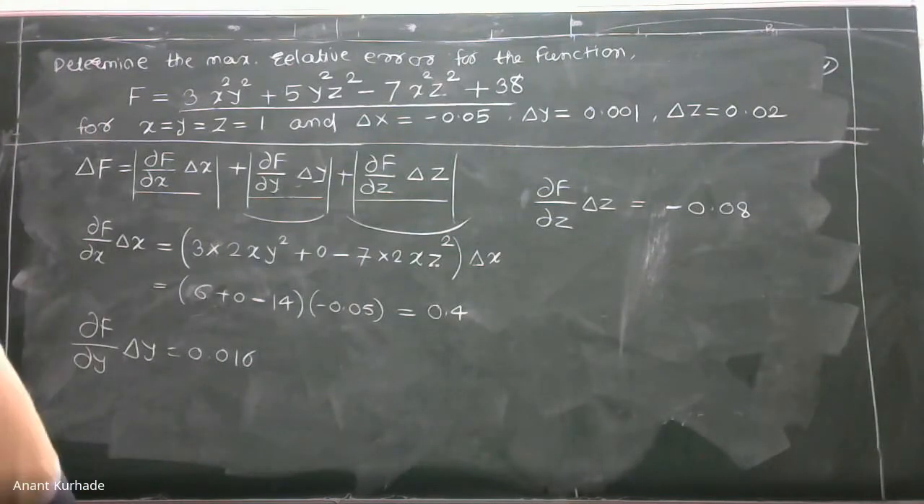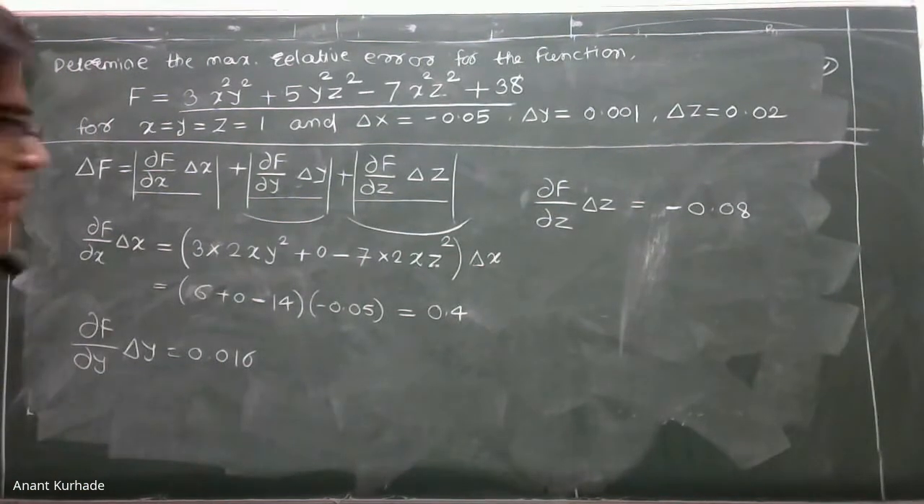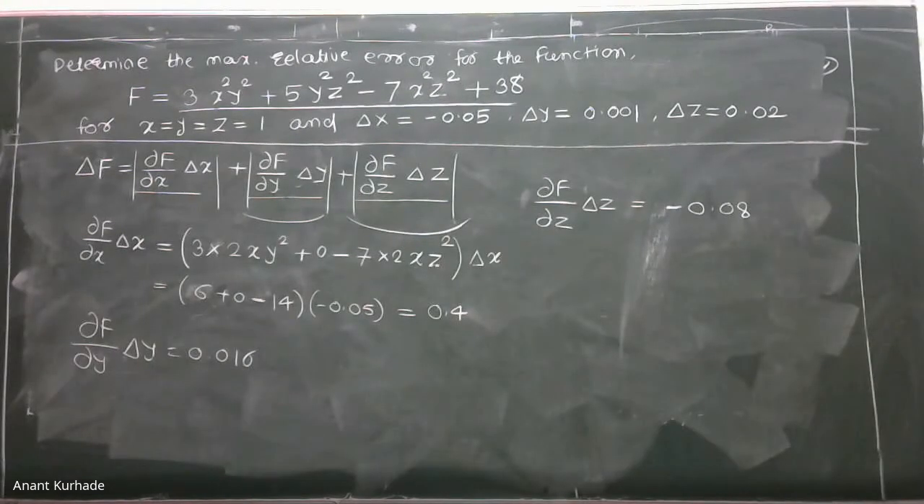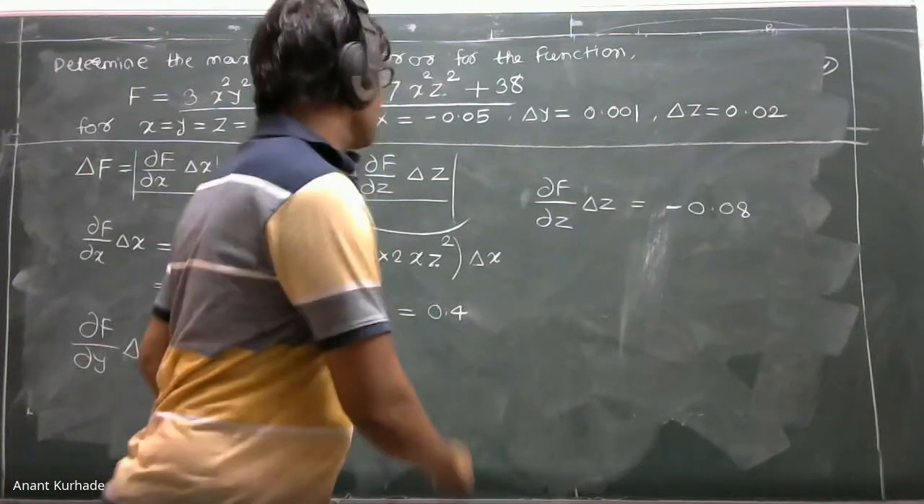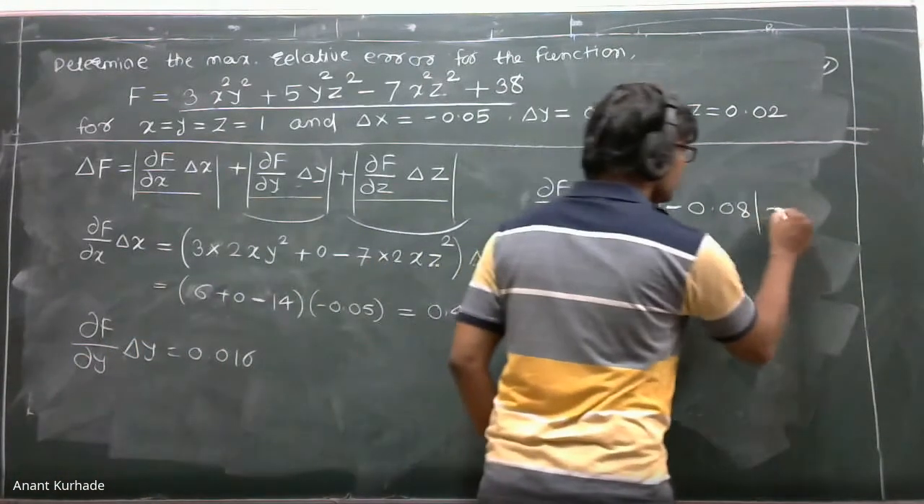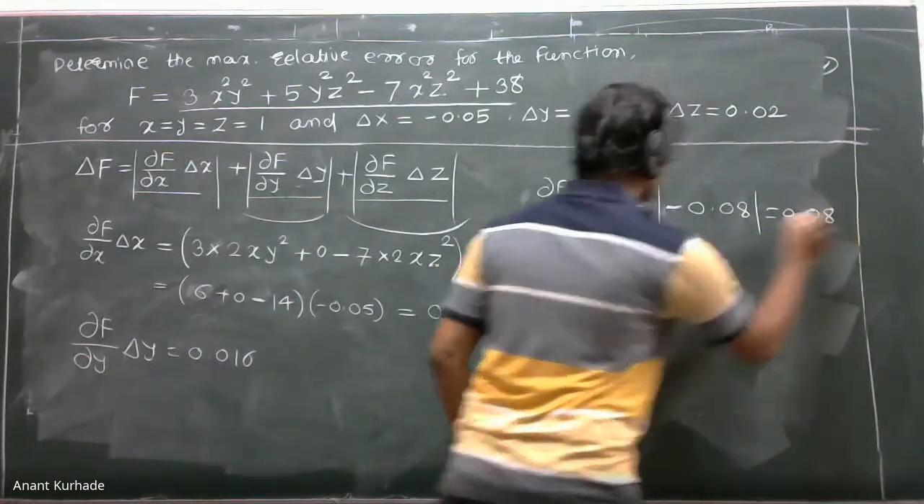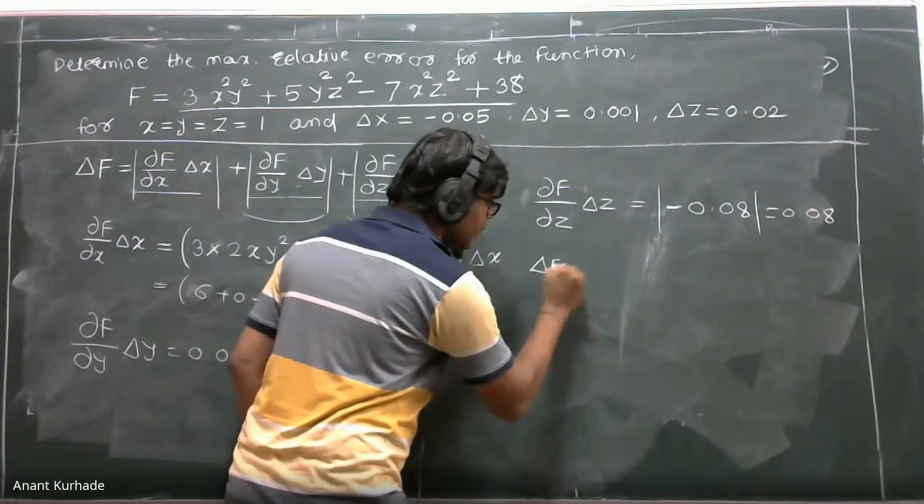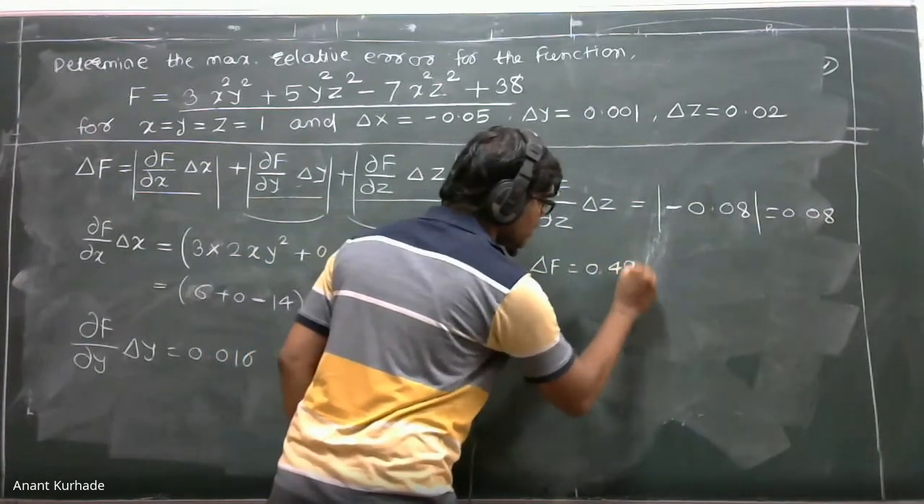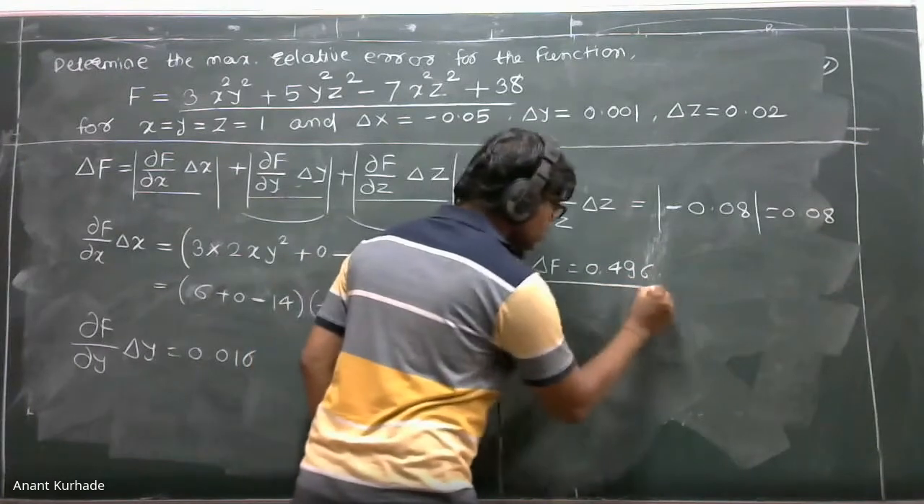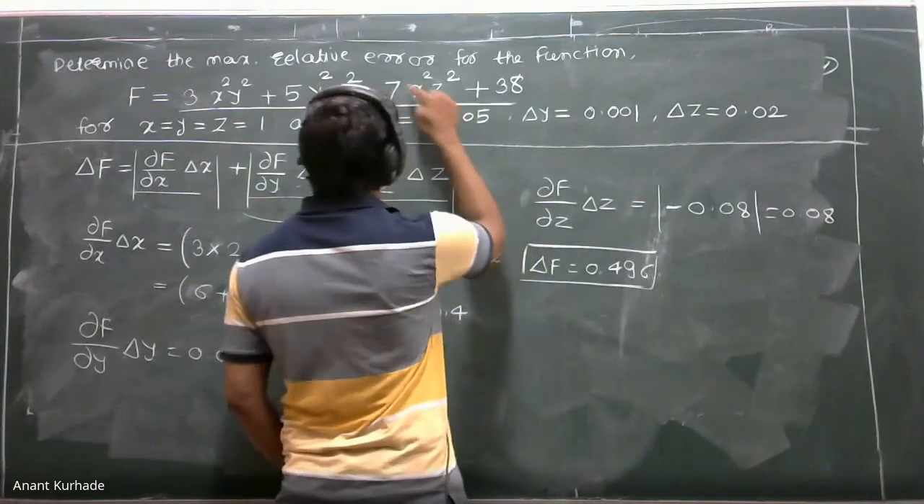Just check that final answer. It is 0.496. Yes, sir. Is delta f equal to 0.496? What we have to calculate is the relative error. So we have the absolute error as 0.496. Now we have to calculate the relative error.